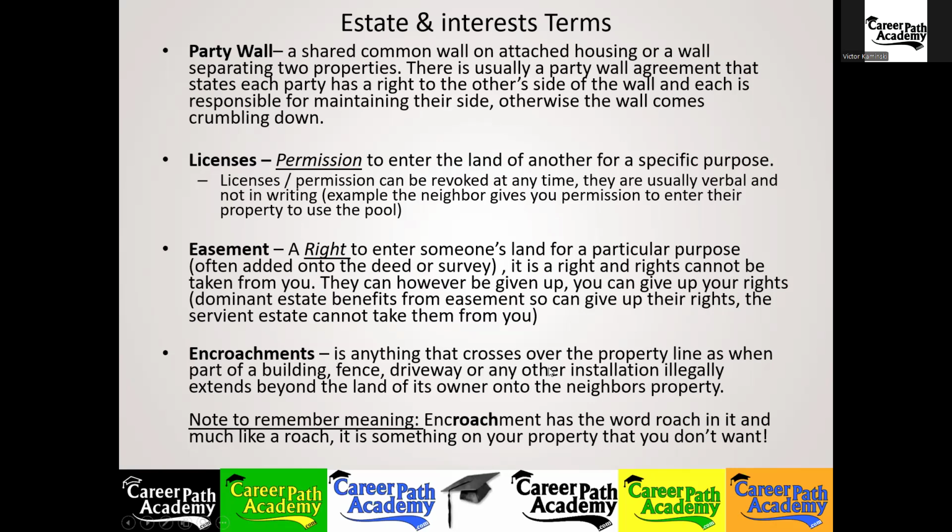Encroachment is anything that crosses over a property line, like when a part of a building, fence, driveway, or other installation illegally extends beyond the owner's property onto the neighboring property. And here's a way to remember what an encroachment is. Much like it has the word roach in it, and much like a roach, it's something you don't want on your property. Okay.